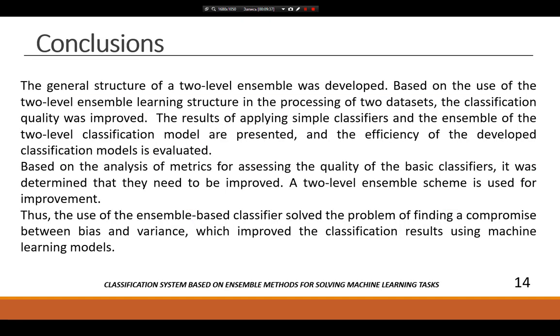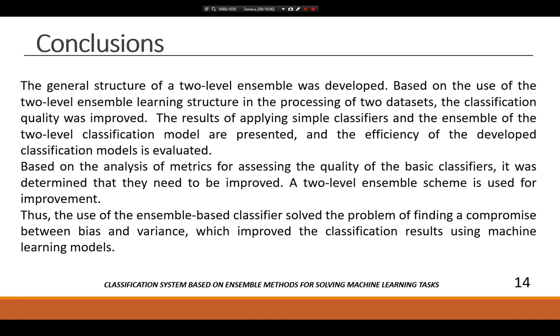In conclusion, the general structure of a two-level ensemble was developed based on the use of a two-level ensemble learning structure in the processing of two datasets. The classification quality was improved. Based on analysis of metrics for assessing the quality of base classifiers, it was determined that they need to be improved. A two-level ensemble scheme is used for improvement.